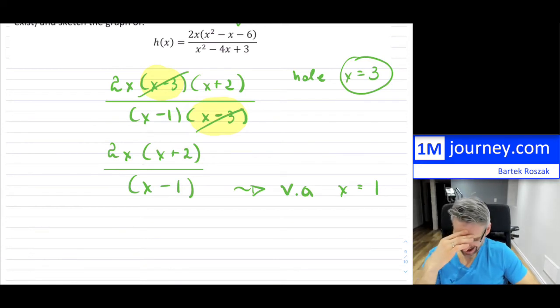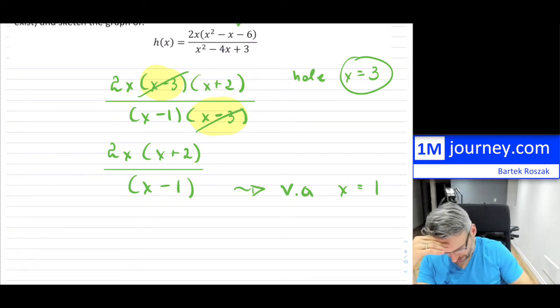Now notice the numerator is one degree higher. So we're going to have a slant asymptote happening there. We're going to have a slant asymptote and not a horizontal asymptote.